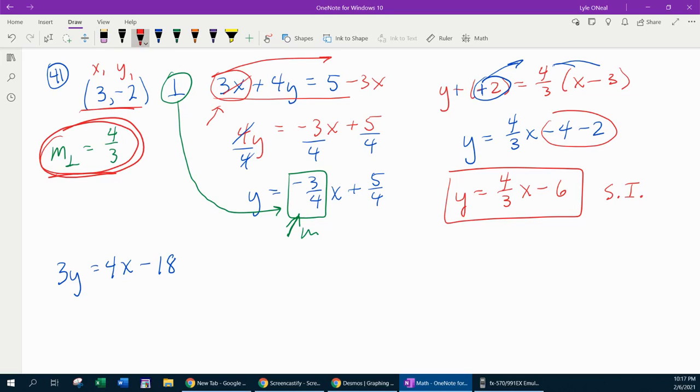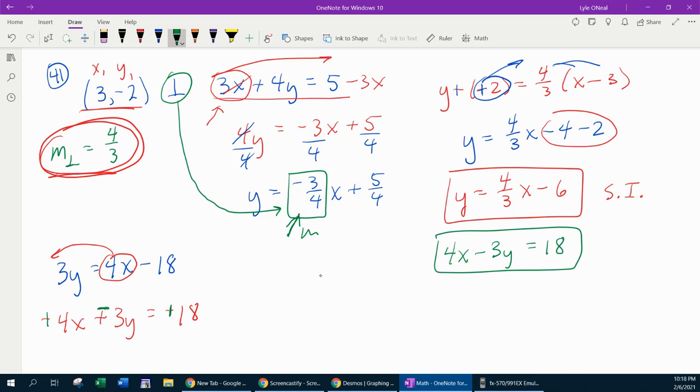Now, remember, we're going for standard form. So we need to move the 4x over. That'll make it negative 4x plus 3y equals negative 18. But the a needs to be positive for standard form. And so we're simply going to go through and change all the signs. And so my final answer for standard form will be 4x minus 3y equals 18. That is the way you write the answer in standard form.